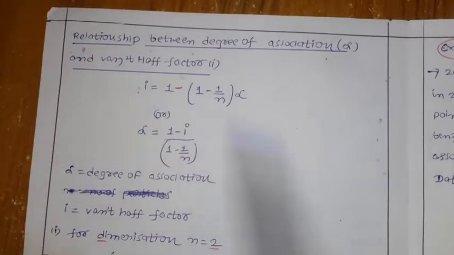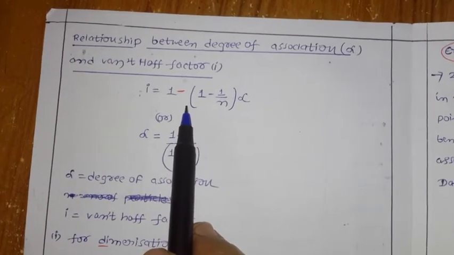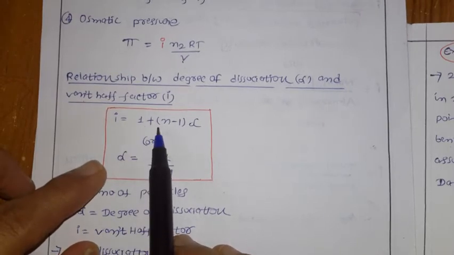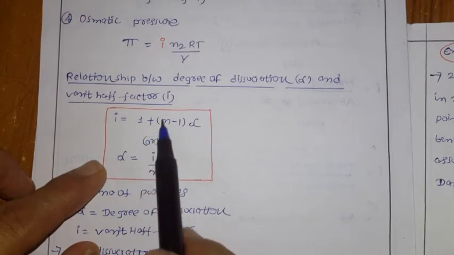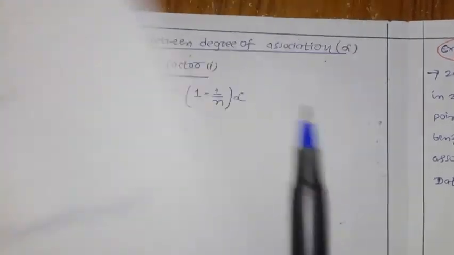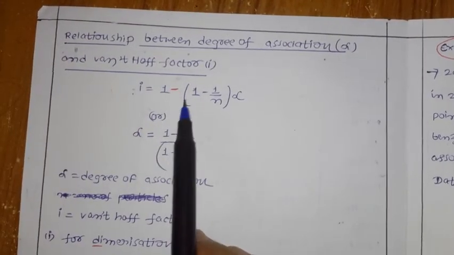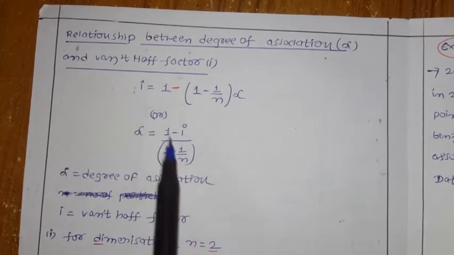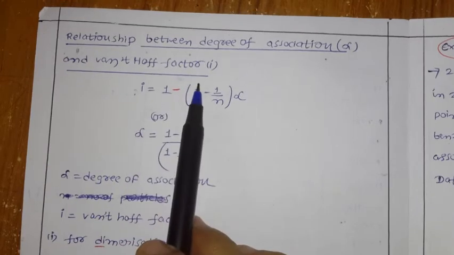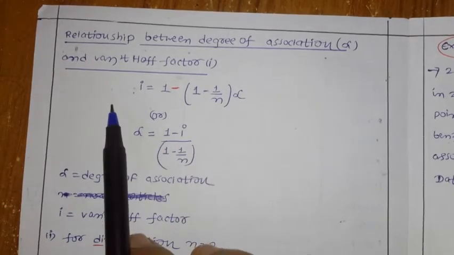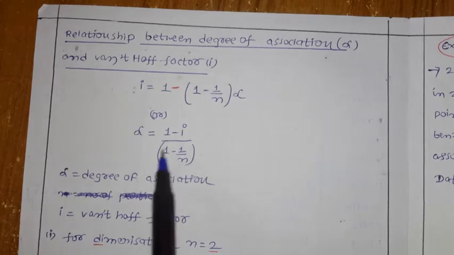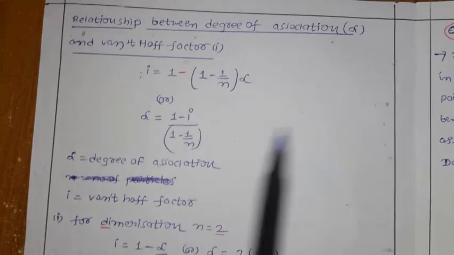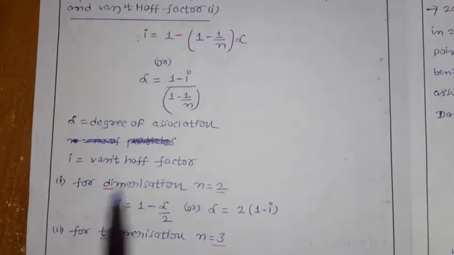Now let us see the formula itself. We have 1 minus. In case of dissociation, what do we have? 1 plus, because if it dissociates the number of particles is going to increase. So here you should be very careful. We have 1 plus in case of dissociation, and in case of association 1 minus: i equals 1 minus (1 minus 1 by n) into alpha. If you want alpha, simply, you know very well, if the Van't Hoff factor comes to this side it becomes negative and this term becomes positive. So alpha equals (1 minus i) divided by (1 minus 1 by n). Here alpha is the degree of association. I am talking about association now. I is the Van't Hoff factor.